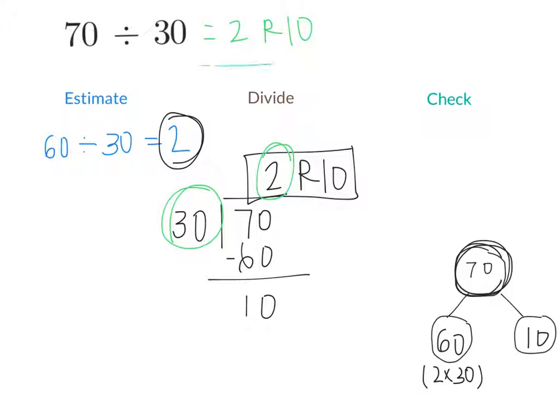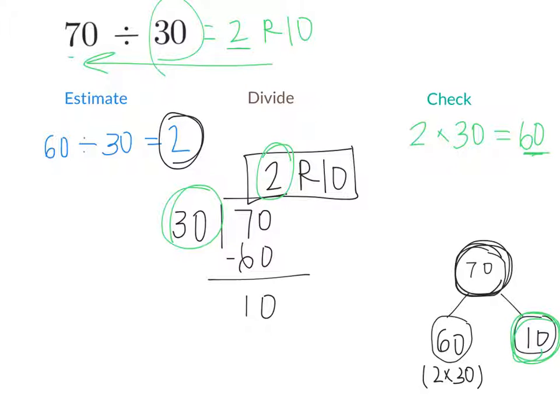So in order to multiply, we have to go backwards. We take our quotient, which is 2, multiply it by our divisor, which is 30. What is 2 times 30? 60. Wait a second, that didn't end up with our whole, because we forgot that we had this other part that we separated.